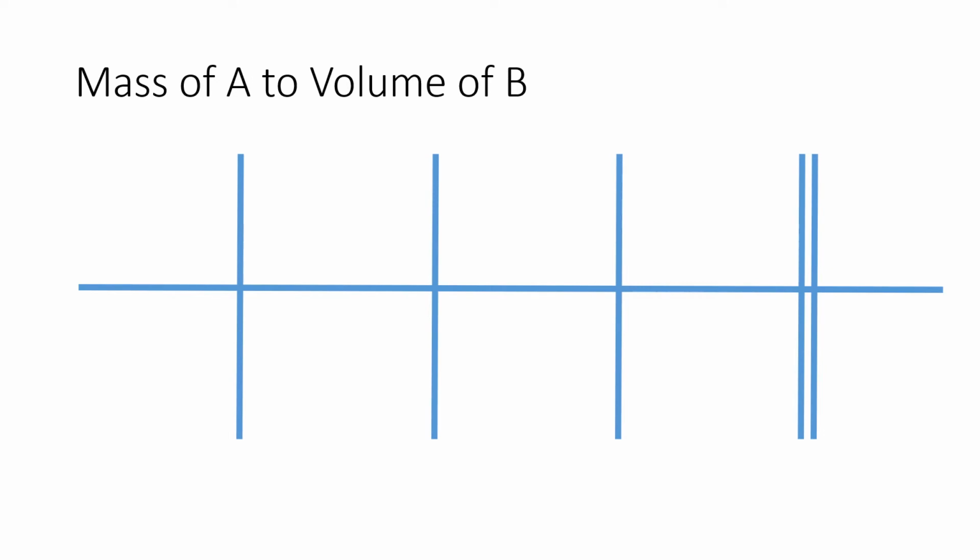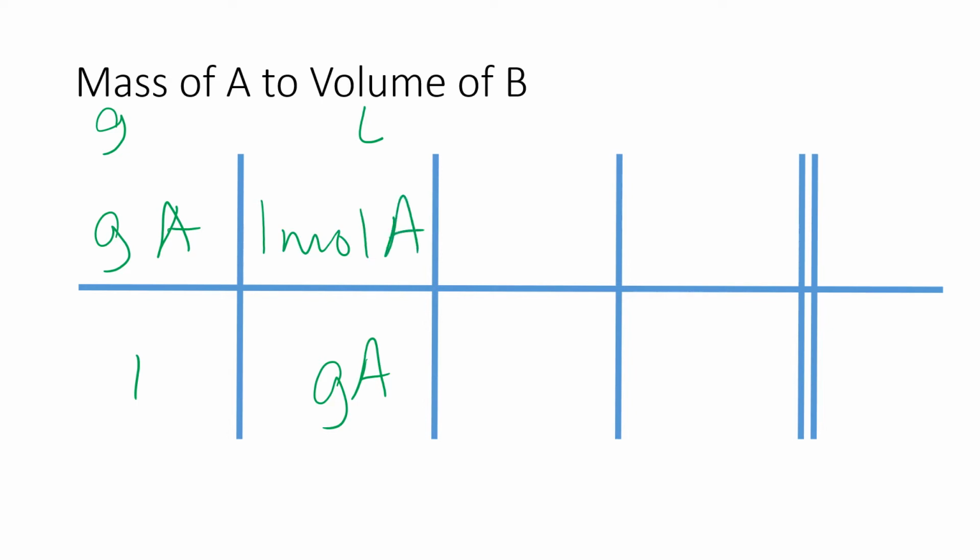So I'm going to show you 3 possible ways in which you can solve a problem. Mass is grams, volume is going to be liters. If it's milliliters, you've got to convert. So grams of A to liters of B means grams of A is on top. That's your first one. On the bottom has to be grams of A. On the top needs to be only 1 mole of A. So this is your molar mass from the periodic table that you already posted online.